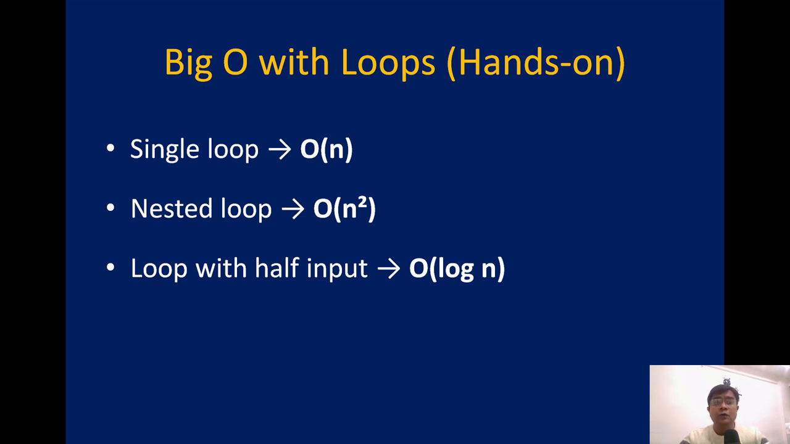Now, big O notation with loops. If you have a single loop, then it is O of n. If you have a nested loop, then big O notation is O of n square. And for a loop with half input, the big O notation is O of log n.